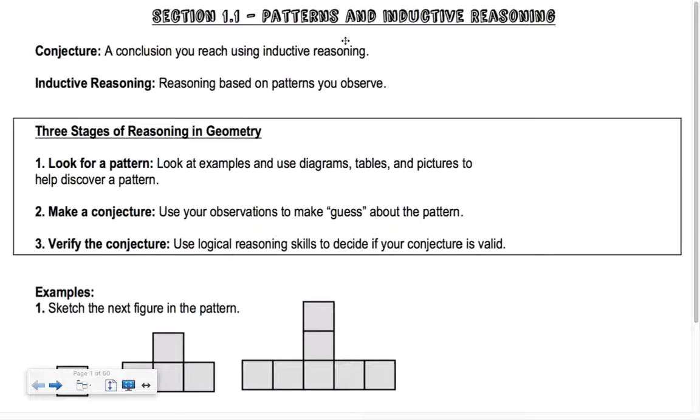All right, so section 1.1 is on patterns and inductive reasoning. If you hear the word conjecture in geometry, it just means a conclusion that you reach using inductive reasoning. And inductive reasoning is just reasoning based on patterns you observe. So basically, we're going to see a certain pattern, and then we're going to make a guess, which is a conjecture, on what's happening with that pattern.